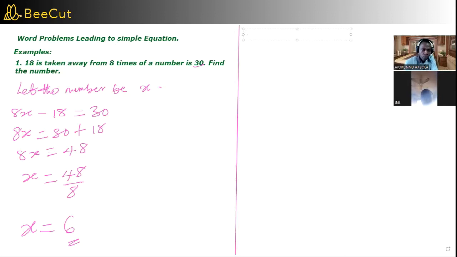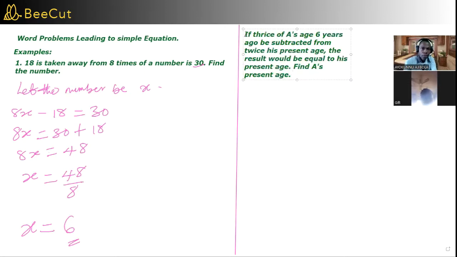So question 2 here, let's see what the second question says. Okay, it's talking about the age of somebody. Question 2 says, twice the age of somebody 6 years ago is subtracted from twice his present age. The result will be equal to his present age. To find the person's present age.